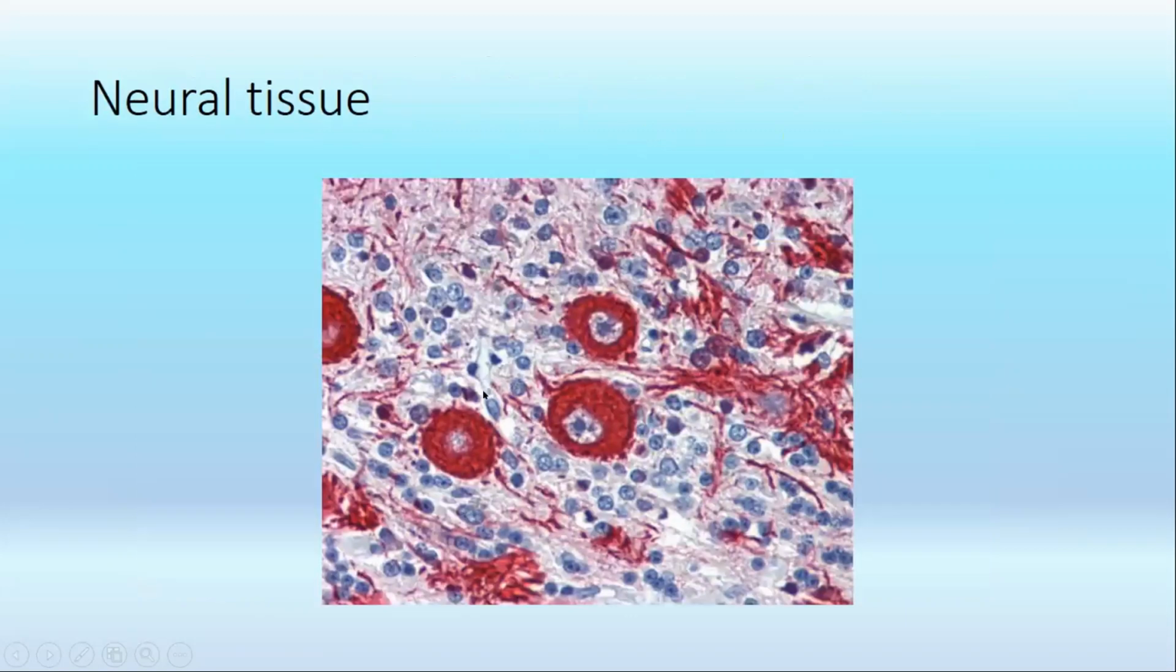It depends on the substrate, the chromogen you use. This is a horseradish peroxidase, so it stains a bit more of a magenta color. So this stain picks up the neural tissue. So this is the neural tissue, it is positive.